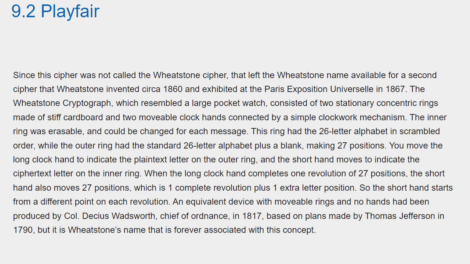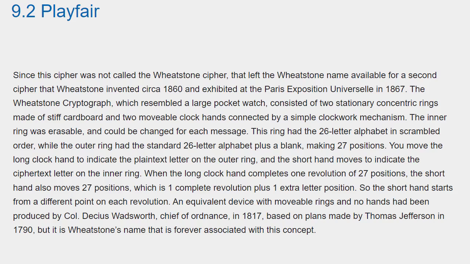This ring had the 26-letter alphabet in scrambled order, while the outer ring had the standard 26-letter alphabet plus a blank, making 27 positions. You move the long clock hand to indicate the plain text letter on the outer ring, and the short hand moves to indicate the ciphertext letter on the inner ring.